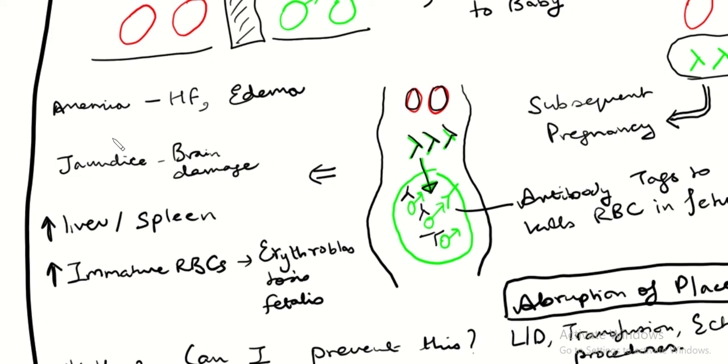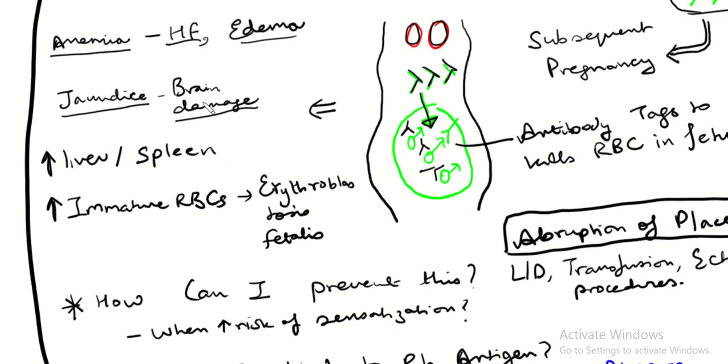So when that happens and baby RBCs are destroyed, what would you see in the baby? Anemia and heart failure and edema. That breakdown of blood will cause jaundice and brain damage, and that's called kernicterus. Okay, you will have hepato and splenomegaly.